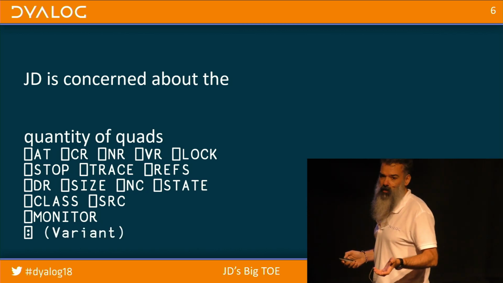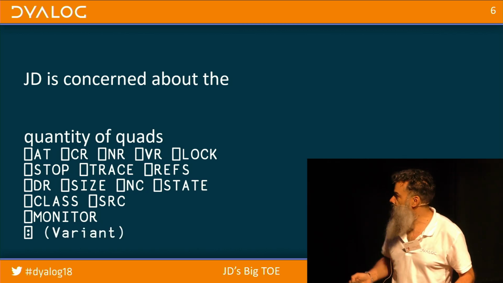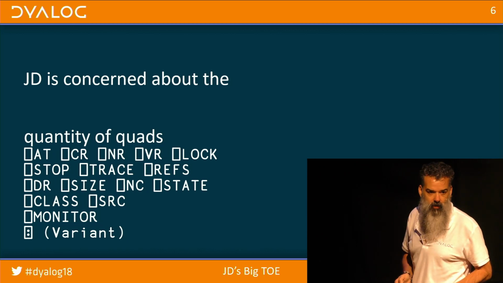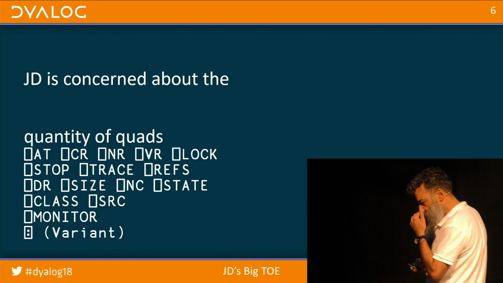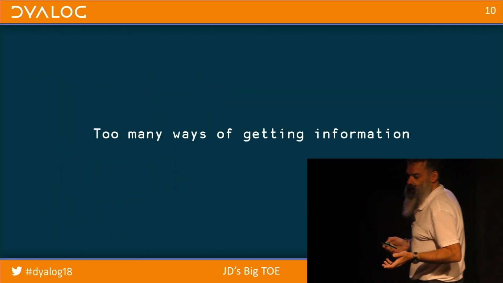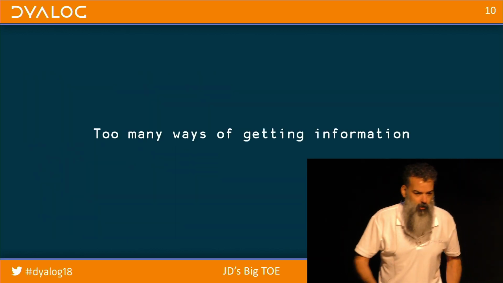Oh, and then more recently, we've added this thing called variant, which basically means we can add an extra level of complexity onto all of these things, which are perhaps already too complicated anyway. So there's too many ways of getting information about your program.